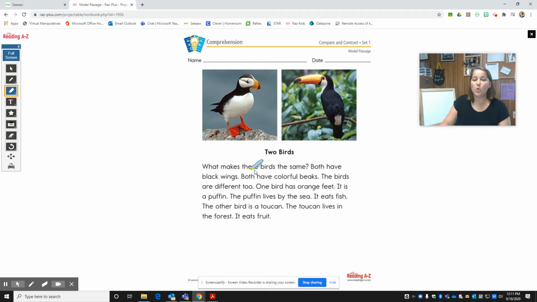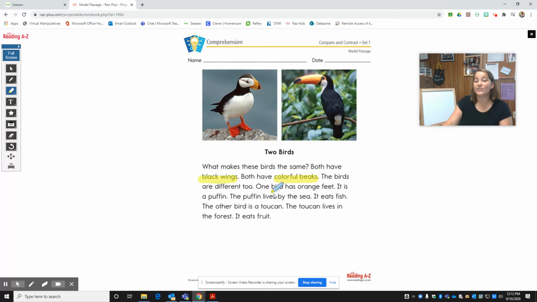Two birds. What makes these birds the same? Both have black wings. Okay, so is that a similarity or difference? If you said similarity, you're correct. Both have colorful beaks. There we go again, another similarity. So would that go on each of the sides or would that go in the center? That's right, it would go in the center.